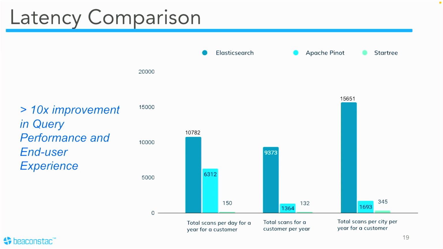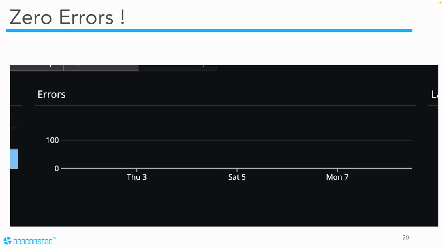As you can see on the graph, the dark blue bars represent the Elasticsearch query runtime. For the 3 queries that we have on this graph, it took between 10 to 15 seconds. And the light blue bar is Apache Pinot with no indexing, where the max runtime has reduced to 6.3 seconds. And with indexing, it further reduced to less than a second.